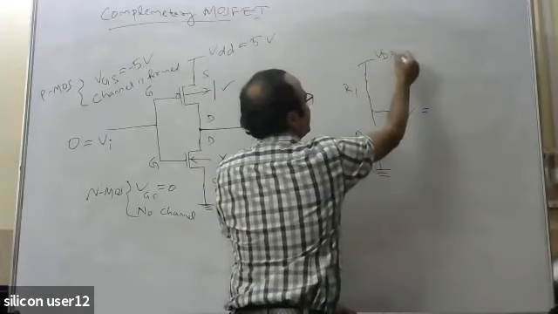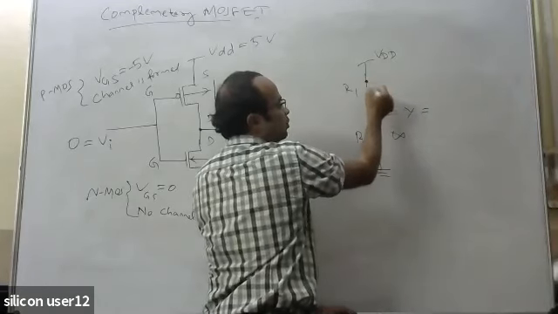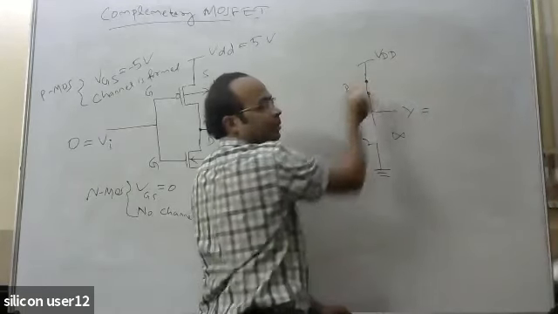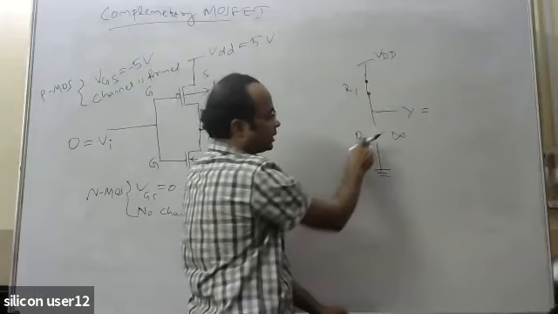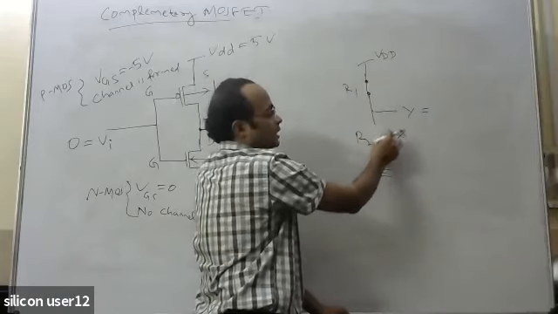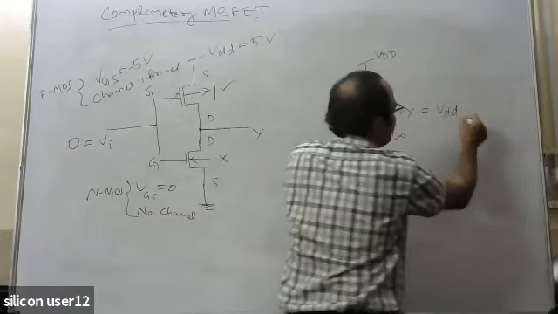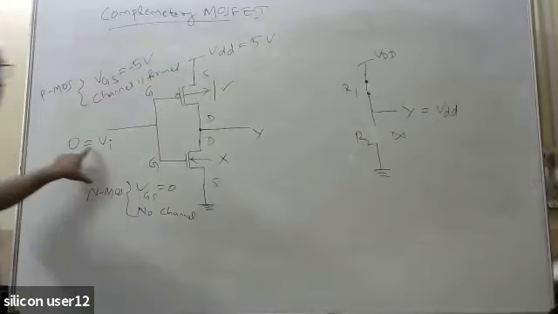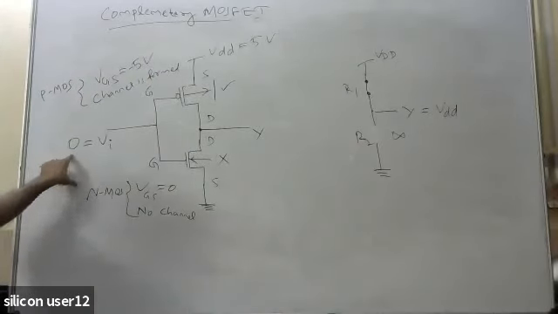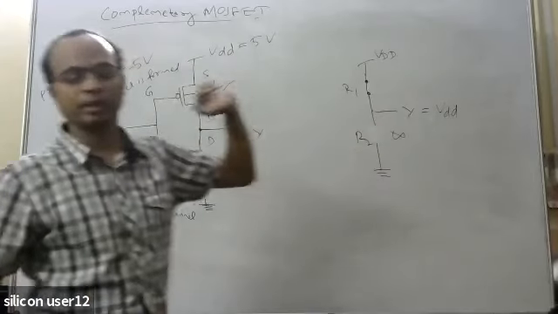I had applied VDD. In this PMOS I have a good path, the resistance of that path is almost 0, and in the NMOS the channel is not there, it is open, or its resistance is infinite, so Y is equal to VDD. So that means at the input I applied 0 and at the output I got VDD. Okay, so this is one condition.